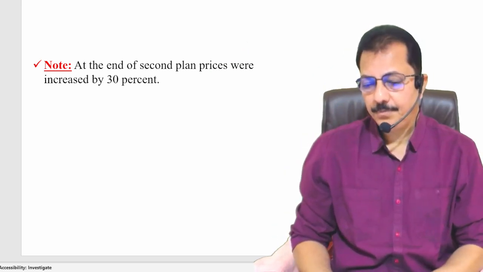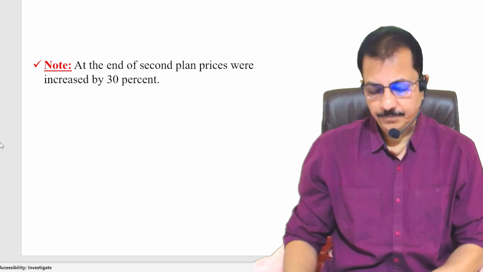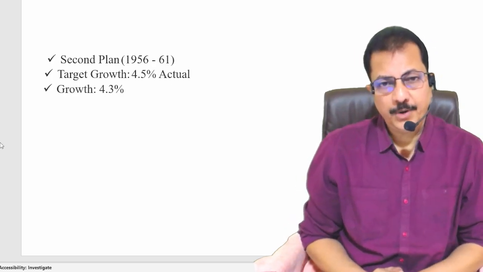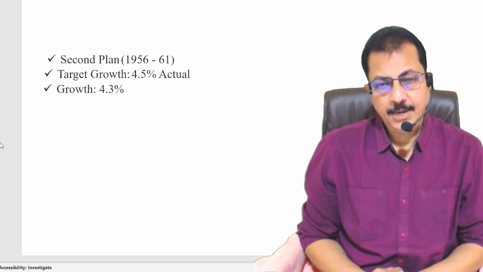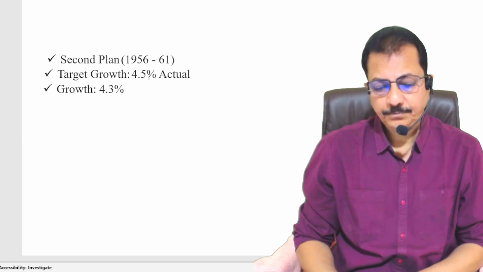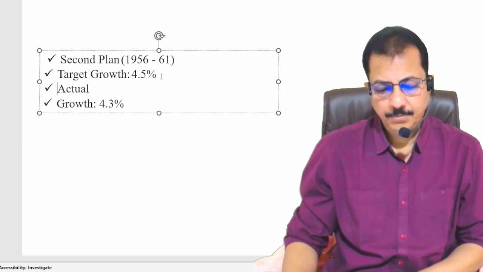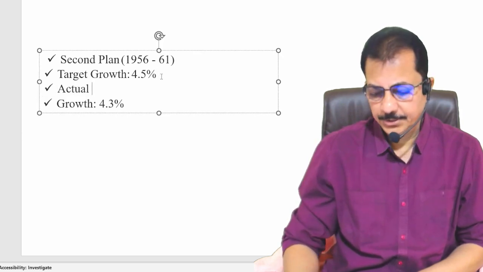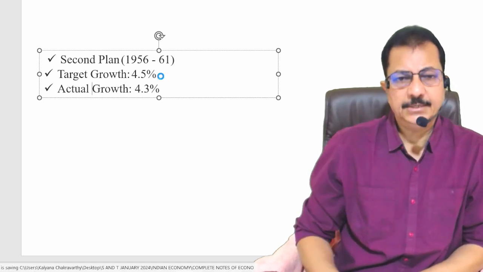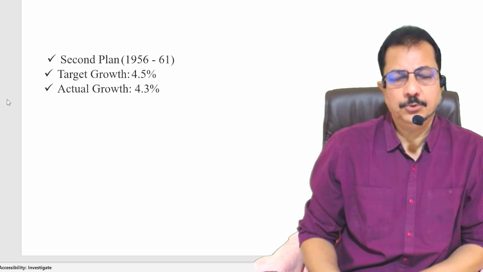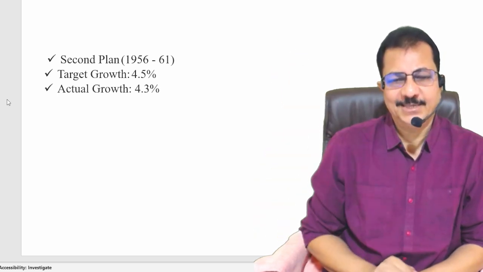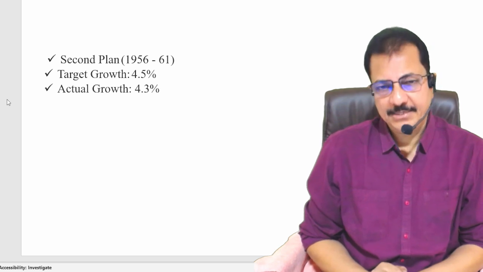Next. Right? So target growth was 4.5%. Right? It was the target, but actual growth was, some correction here, yes, actual growth was 4.3%. So that is the reason why the second plan is considered to be a partial success. First plan, super success. Second plan, partial success.